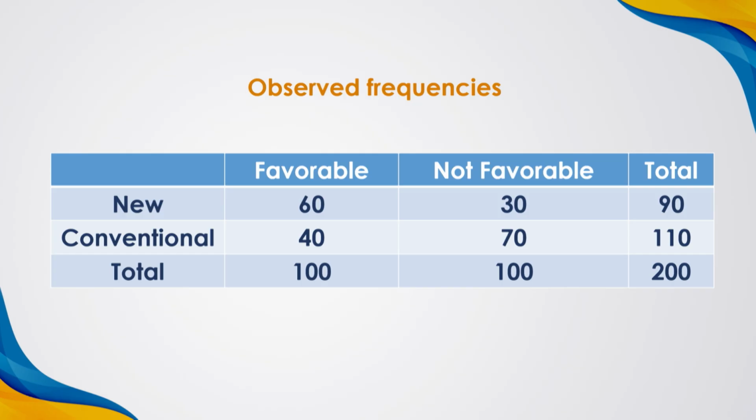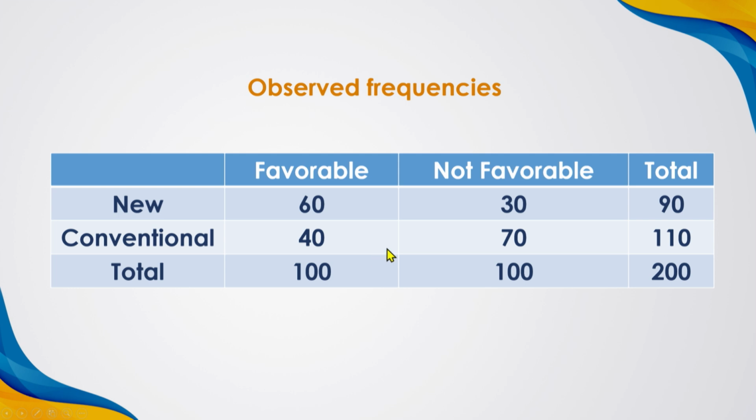Let me choose a treatment method here. The columns represent the new type of treatment and the conventional type of treatment, whereas the rows represent favorable and not favorable, along with the totals. The number 60 represents the people who were favorable with the new treatment. Similarly, 30 people were not favorable with the new treatment, whereas 40 represents the conventional treatment being favorable. Similarly, 70 people are not favorable with the conventional treatment.